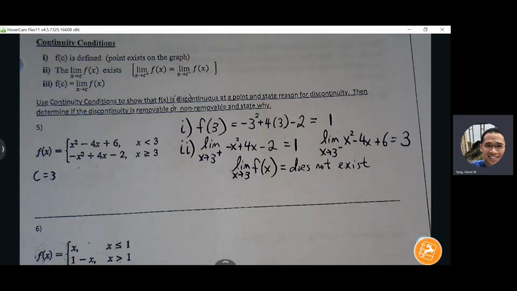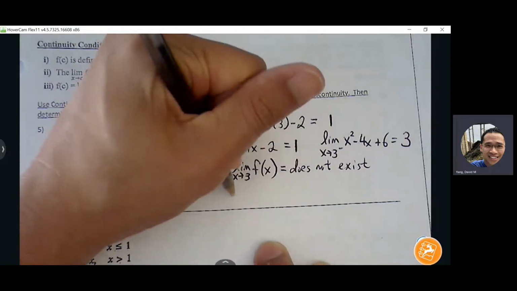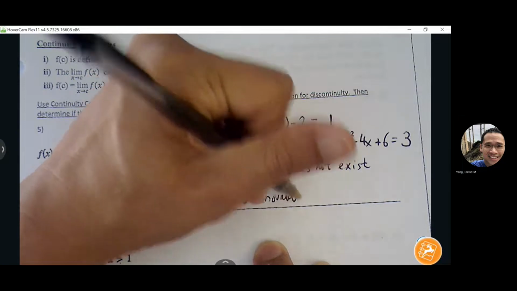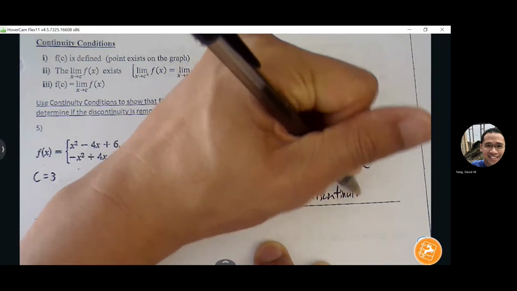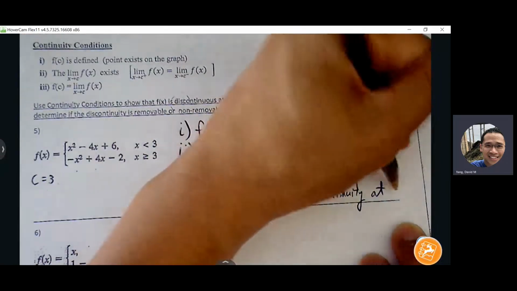Okay, good with the second condition. All right, what happens next? Do we keep going? Do we go to the third condition? No, we only go to the third condition if the second one gives us a number, if it does pass. So what conclusion can we make? There must be a break in the graph here. Make sure you specify the location at x equals 3.